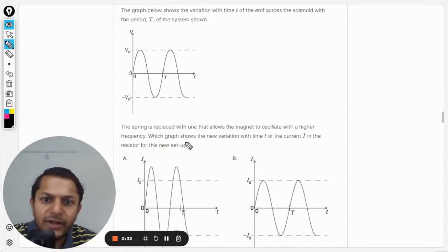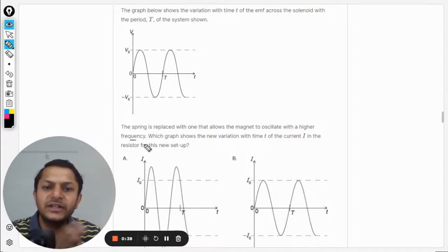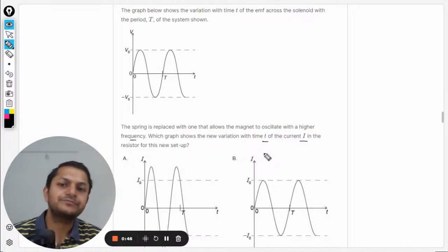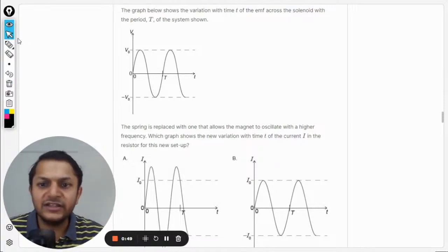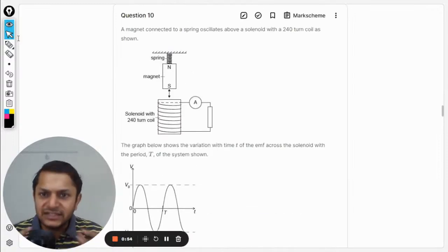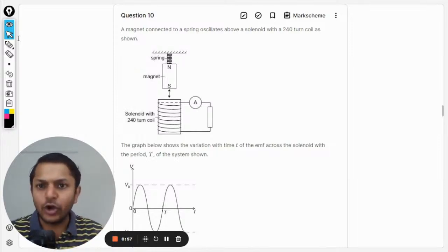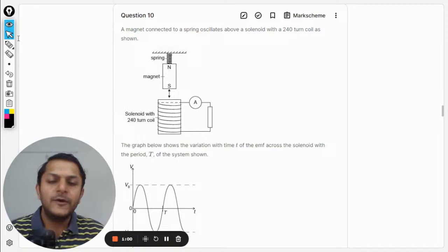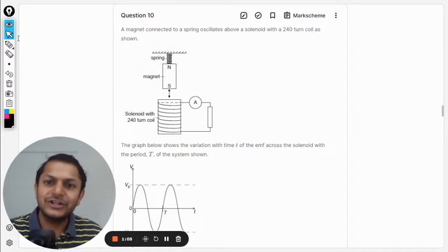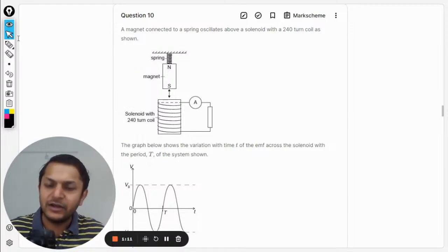The spring is now replaced with one that allows the magnet to oscillate with a higher frequency. So the frequency has been increased. Which graph shows the variation with time t of the current I in the resistor for the new setup? So my dear students, reading this question, I can just say that it's quite weird, because this kind of topic is not in your syllabus. In fact, even I have not seen this kind of thing even in Indian books. Why I'm saying Indian books is because our syllabus is very big.